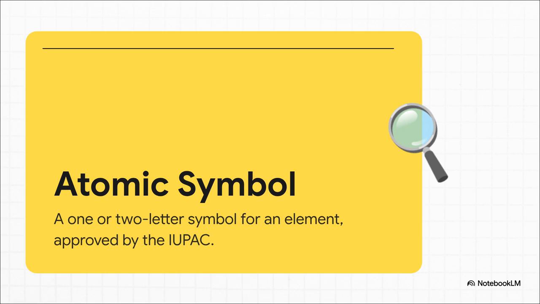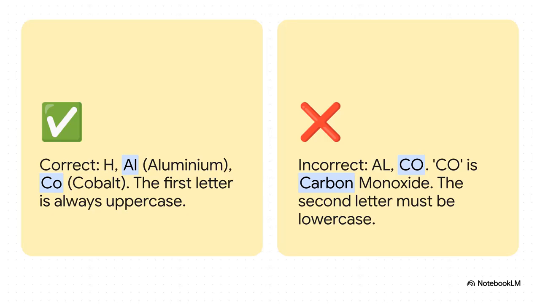This system was so good that it was officially approved by the IUPAC, which is the main organization for chemistry, and it's now used by scientists all over the world. Now, there is a very strict rule for writing these symbols that you must remember. The first letter is always a capital letter, and if there is a second letter, it is always a small letter. For example, aluminium is A capital, L small, not 2 capital letters.